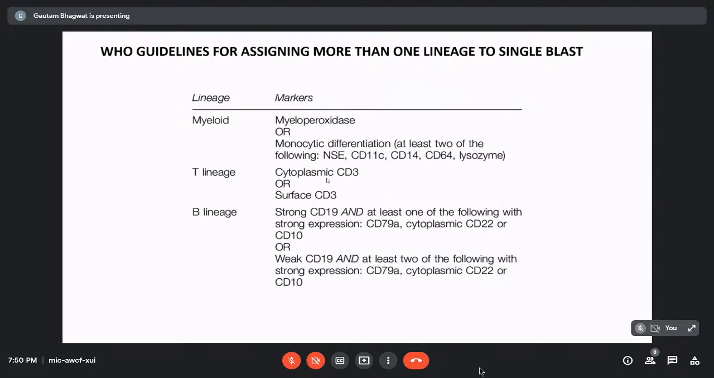B lineage: CD19 strong, that is bright, plus one of the following with strong expression: CD79A, cytoplasmic CD22 or CD10. Or if you have a weak or dim CD19, then at least two should be present: CD79A, cytoplasmic CD22 or CD10.